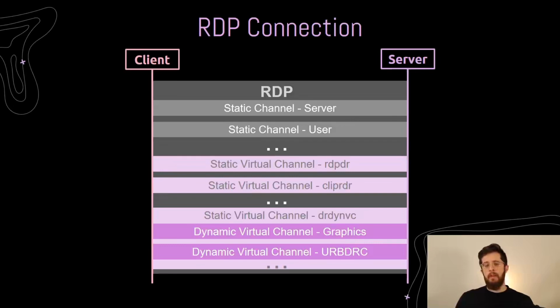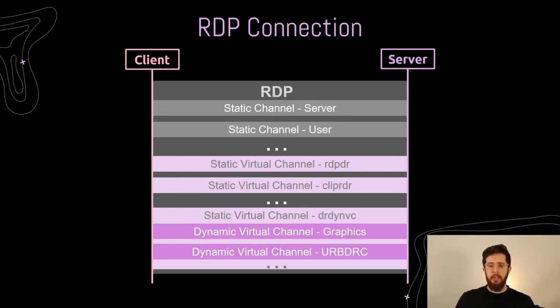So from the top, first we have static channels, which are opened in every connection, no matter what. They are basic and essential for RDP. Next, we have virtual static channels, which are an extension to the static channels. And those are optional, meaning they are negotiated in the initialization of the connection. And finally, we also have the dynamic virtual channels that can be created and destroyed upon request throughout the connection lifetime. And those are encapsulated within one of the static virtual channels that we saw before.